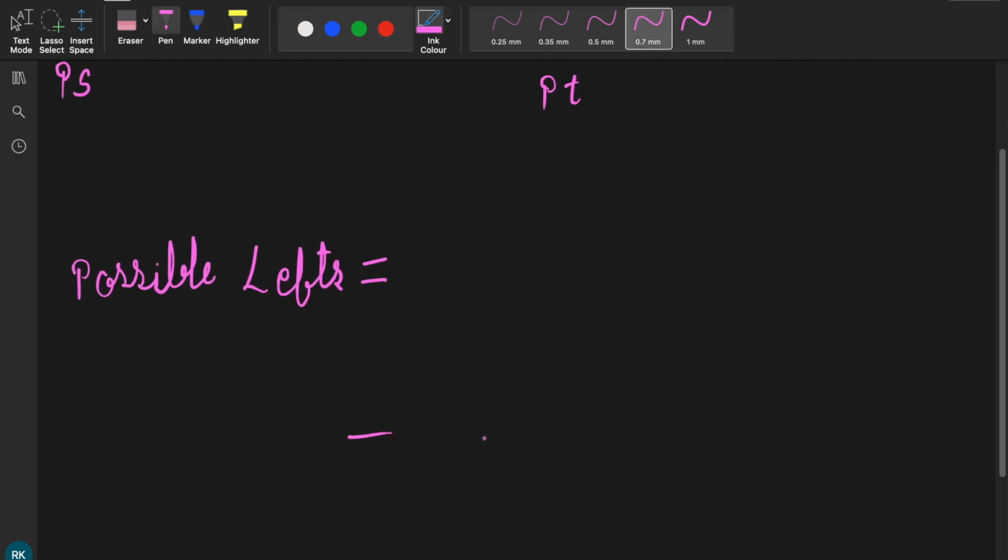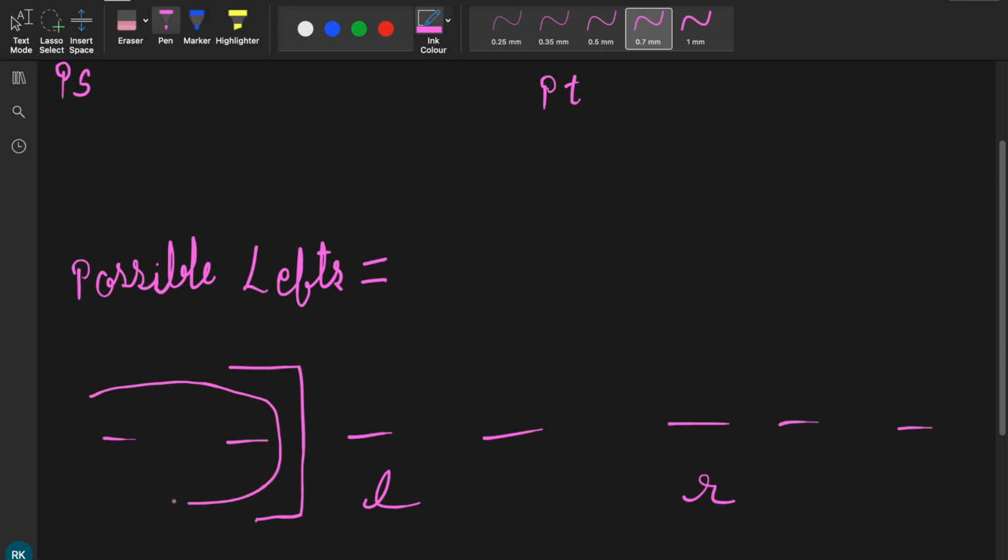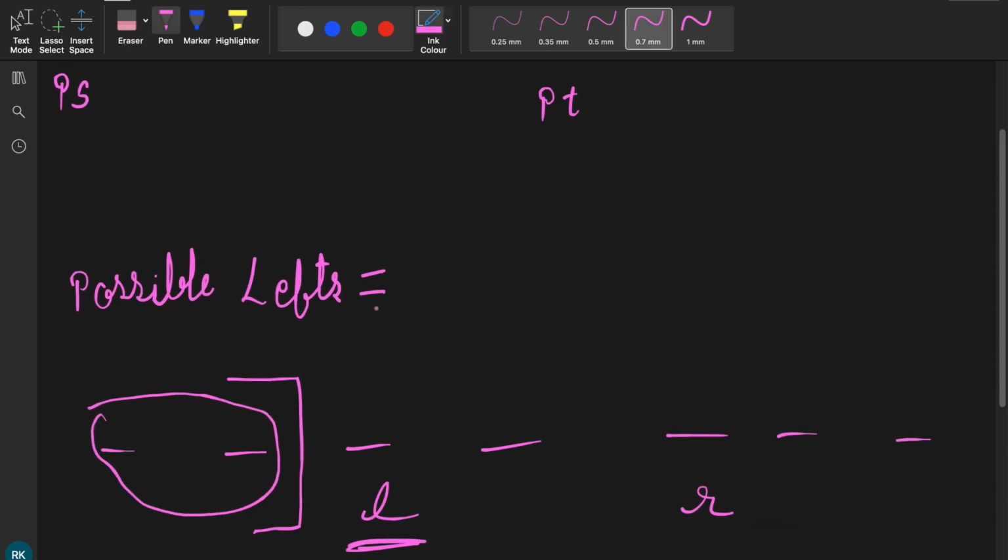So if left comma right is our answer, let's assume this is left and this is right. If left comma right is the substring we want to remove, then everything towards the left of the left pointer is a subsequence of s. So what we are doing is trying to build this so that we can get all possible lefts. So let's see how we are building this.